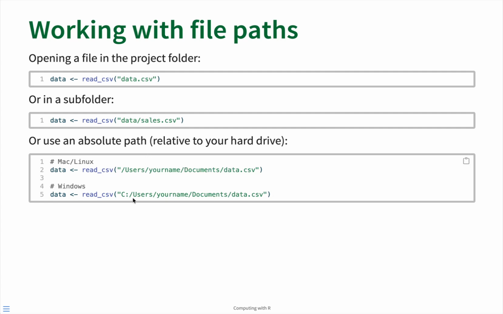On a Windows computer, you typically have to prefix this with the letter of the drive. So typically on Windows, most things are going to be in the C drive, so you would put C:, and then you would start the series of slashes and nested folders all the way down to the folder that contains your data, and then the file name.